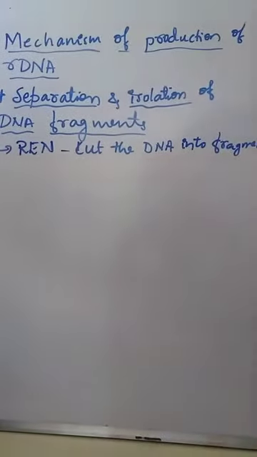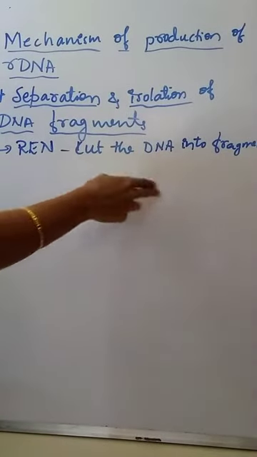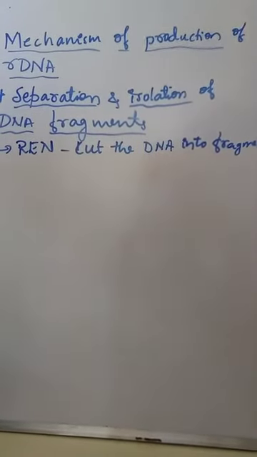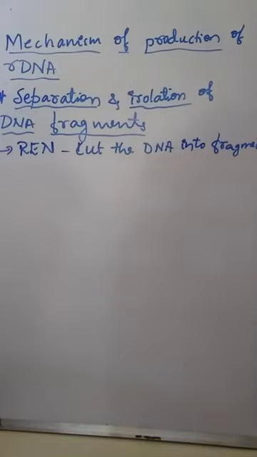Restriction endonuclease enzyme cuts the DNA at specific points and forms many fragments. Fragments means small stretches of DNA. After that, these DNA fragments can be separated by gel electrophoresis techniques.